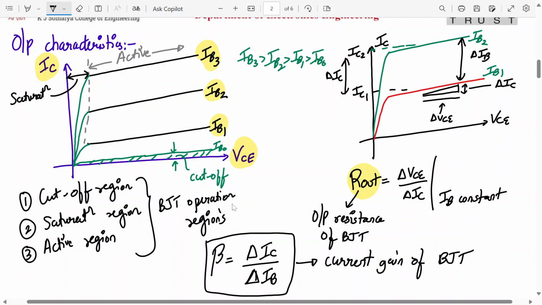What all information do we get from the output characteristics? We get information about R out, beta, which is the current gain, and we also get information about the BJT operating regions from the output characteristics of common emitter configuration.